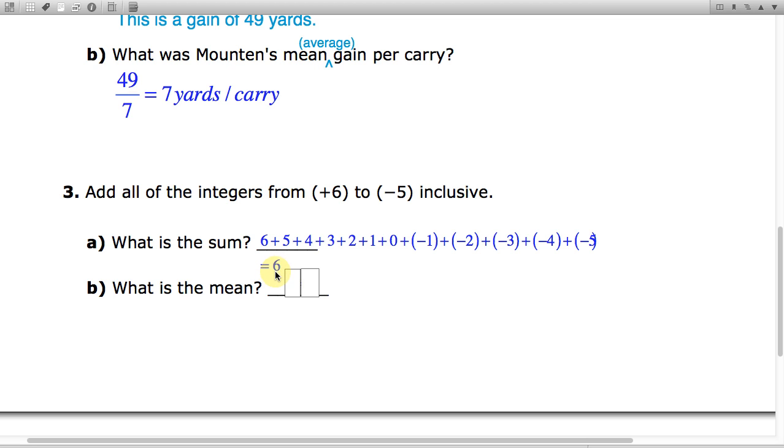So the average, or the mean, is taking 6 and dividing by how many numbers there are. Well, there are 1, 2, 3, 4, 5, 6, 7, 8, 9, 10, 11, 12. There are 12 numbers. So 6 divided by 12, you probably figure that out, it is 1/2. So that's the average of all those integers.